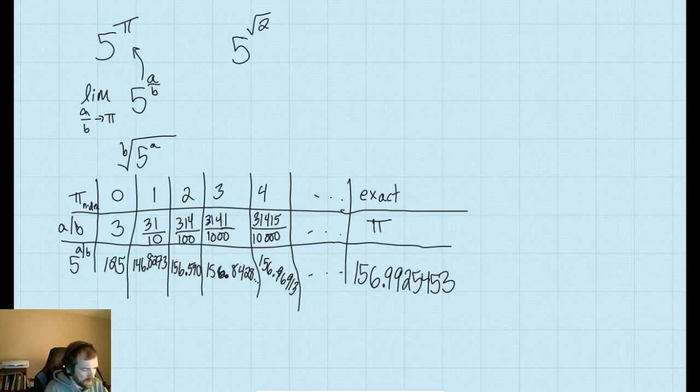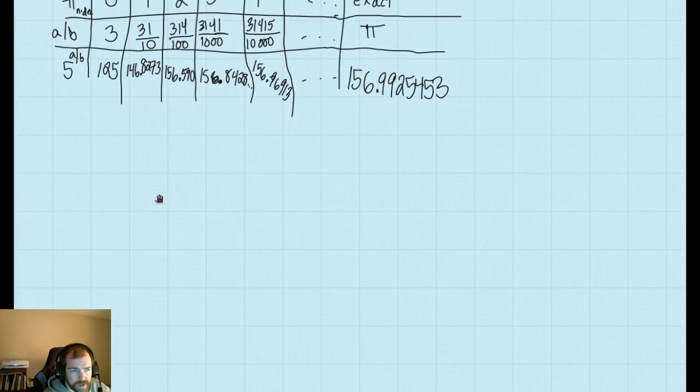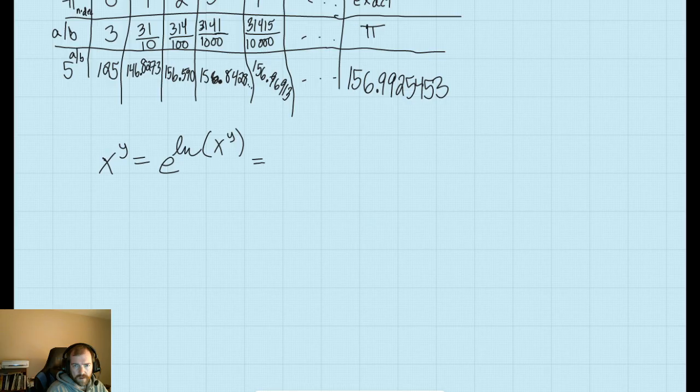Okay, yeah, that makes sense. So the calculator is going with approximations. Your calculator is going to take x to the y, and then calculate it instead as a much easier thing. So it's going to take e to the natural log of x to the y, which then makes it e raised to the power of y times natural log of x.